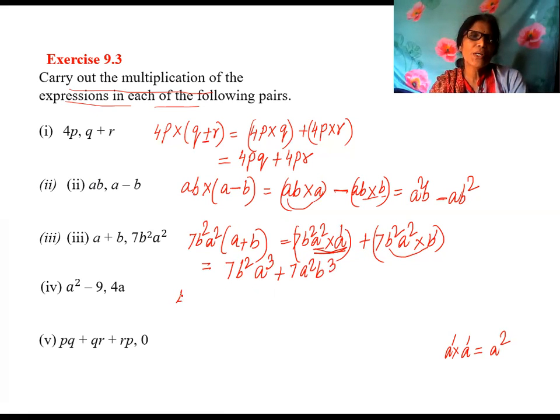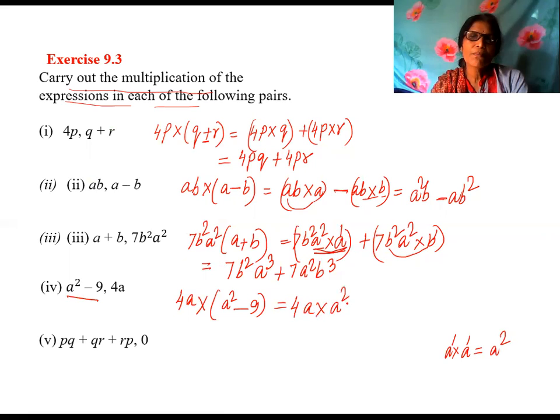Coming to the fourth one, 4a will be written first. Then I'll go for the polynomial (a square minus 9). Then 4a multiplies a square, minus 4a multiplies 9. 4a into a square gives you 4a cube, and 9 into 4 is 36a.